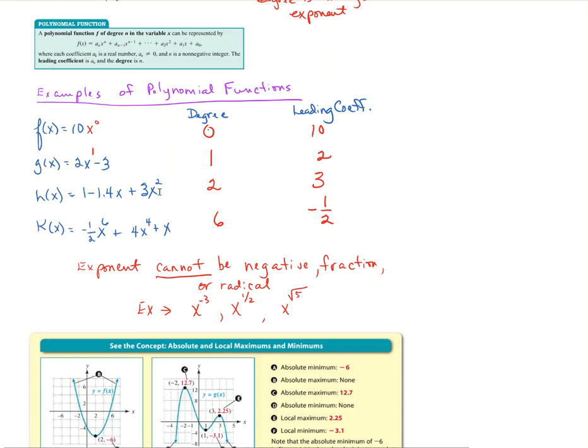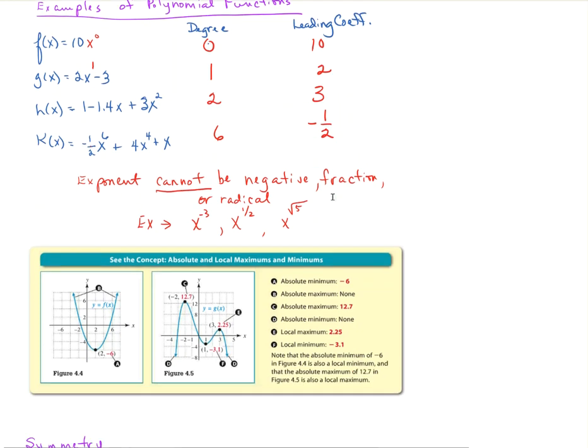In this one, the degree is 2, that's the highest exponent, and the leading coefficient is 3. Now, it's not in the order we're used to seeing, but you still have to find the one with the highest exponent, and its coefficient is the leading coefficient. In this k of x, its degree is 6, and the leading coefficient is -1/2.